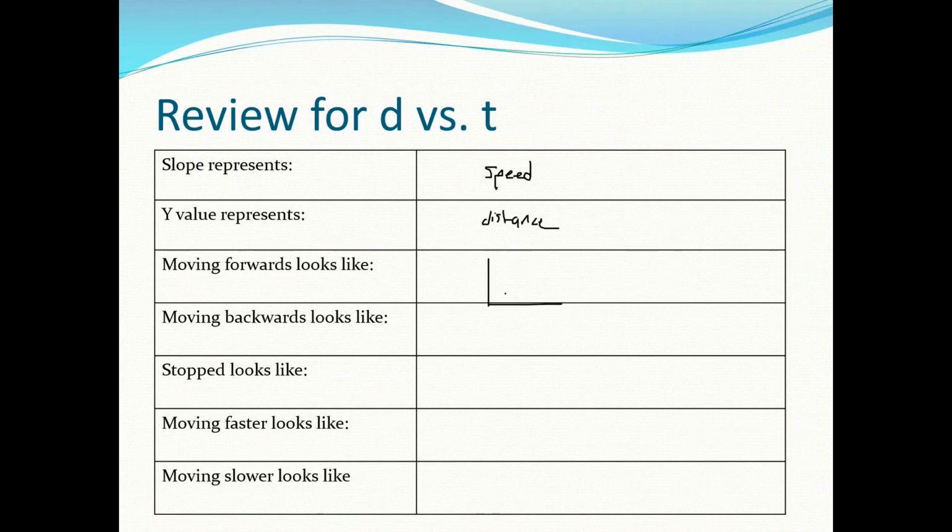Moving forward is a positive slope, because slope is speed. Moving backwards is a negative slope, negative speed, negative slope. And stopped is a flat line. If I'm moving faster, it's going to be steep. So this is fast. And moving slower is shallower. So this is slow. Okay. Still need to know how to do that for what we're doing today.